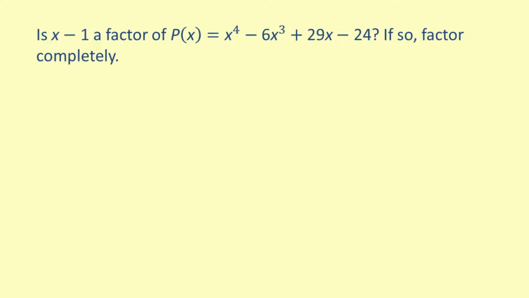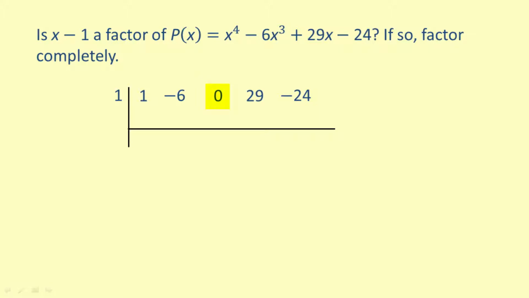Is x minus 1 a factor of the polynomial function p of x equals x to the 4th power minus 6x cubed plus 29x minus 24? If so, factor completely. In this case, our a is 1, so let's use synthetic division again. Our a, which is 1, is outside the lines, and our coefficients, which are 1, negative 6, 0, 29, and negative 24, are in degree descending order inside the lines. Since there is no x squared term shown, it has a coefficient of 0.